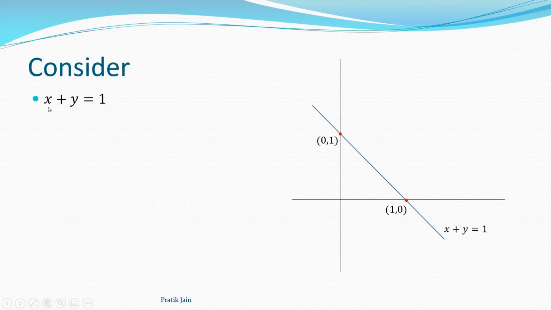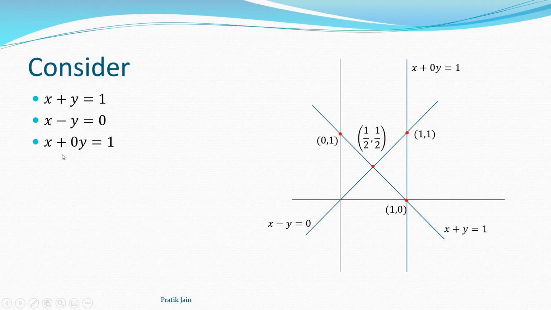Say we have the equation x plus y is equal to 1, which is this equation over here. Okay, so we are in 2D now. And then we have this equation, that is x minus y is equal to 0. Then we have one more equation, that is x is equal to 1. So basically this is 0 y.